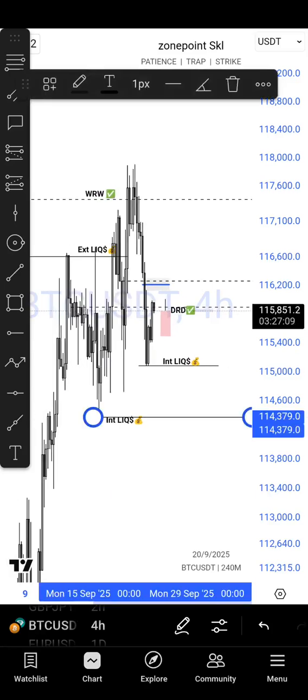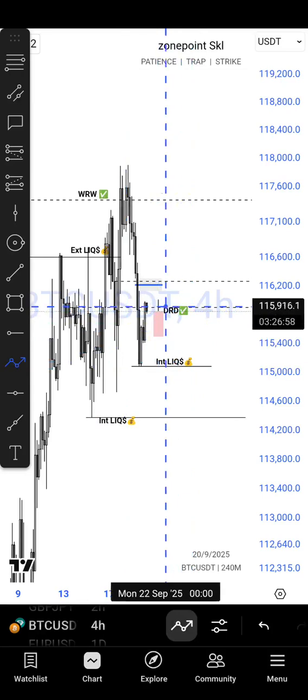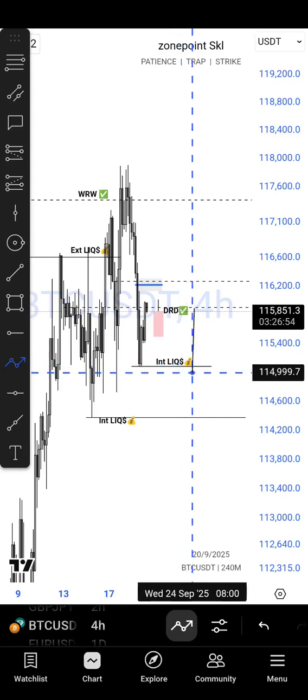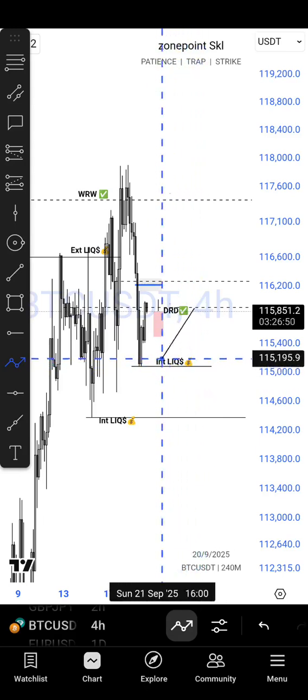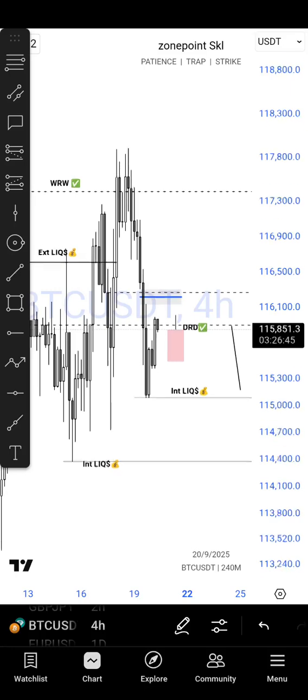We have a weekly internal liquidity that we saw from our weekly and our daily. So from here, we want price to react and bounce into this internal liquidity. There is a key level. Let me zoom in very well.